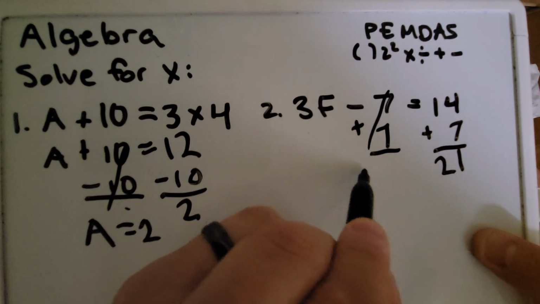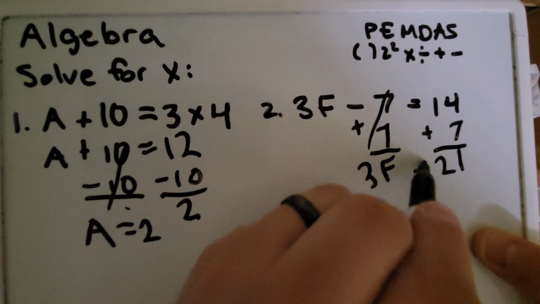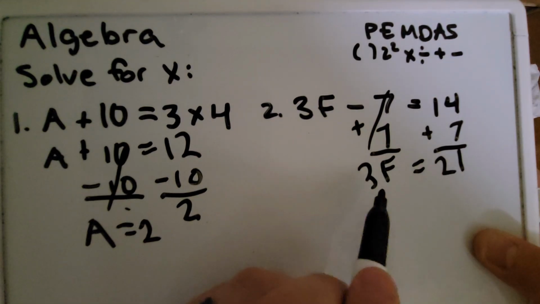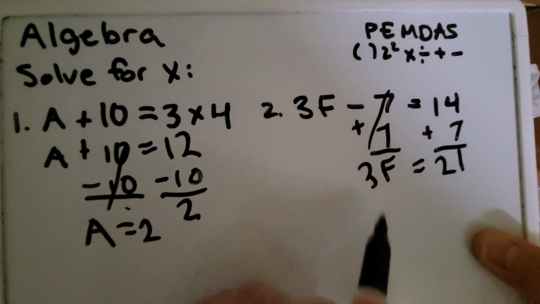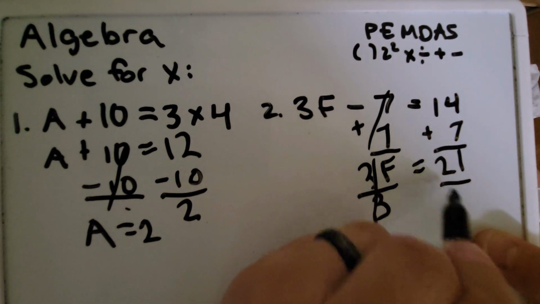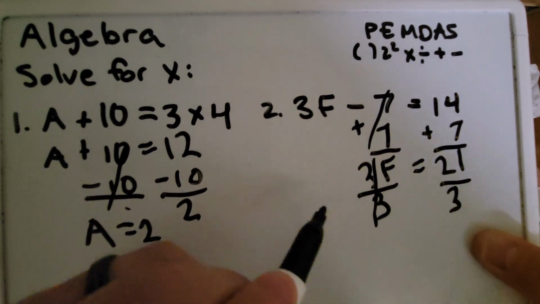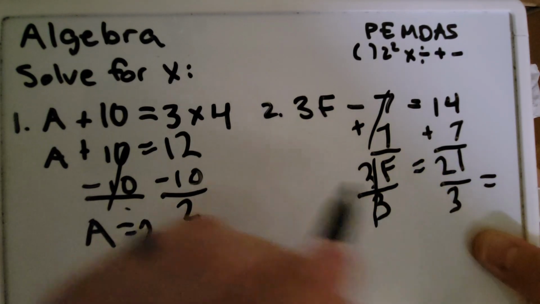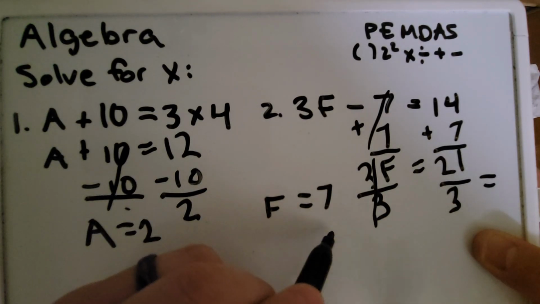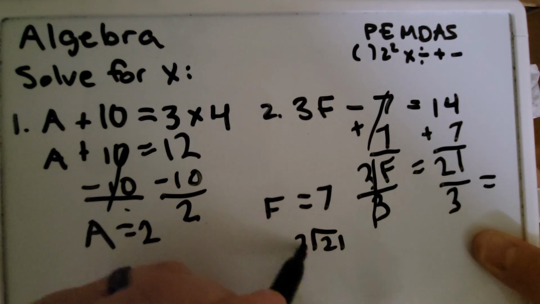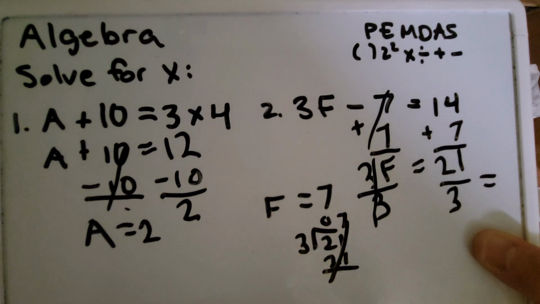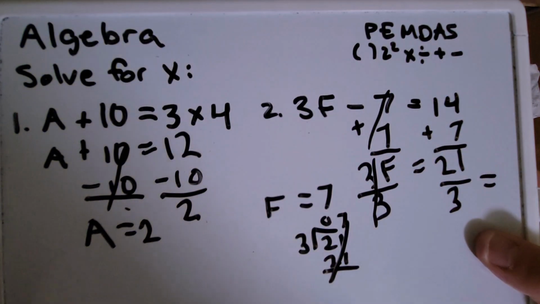So what it should be is 3f equals 21, right? Now, the opposite of multiplication is going to be division, right? So what that looks like is 3 over 3, which cancel each other out, and 21 divided by 3, that's going to equal f equals 7, right? And the reason being is because 21 divided by 3, that's how you get that. So this is just a very basic example of how you solve for x.